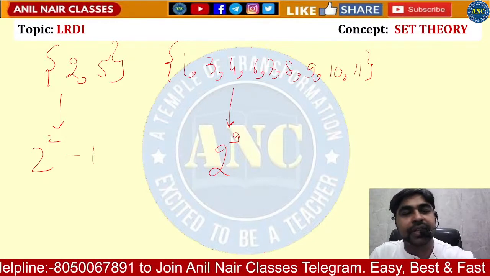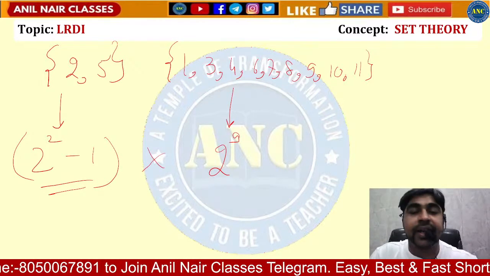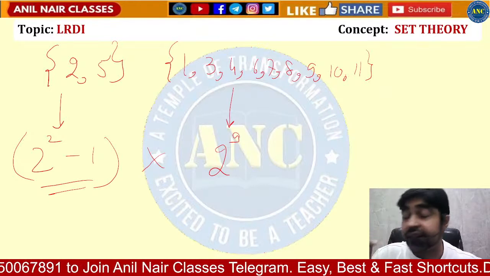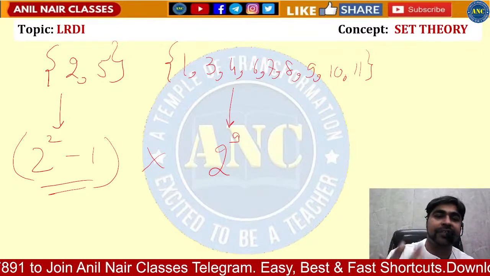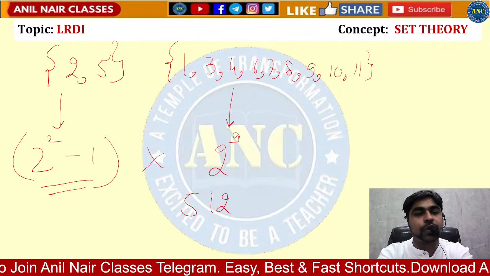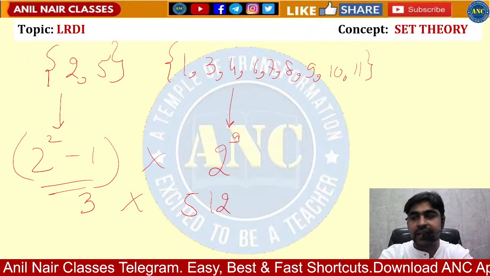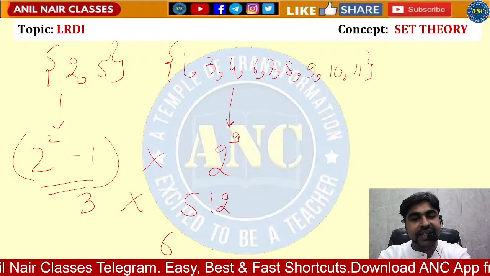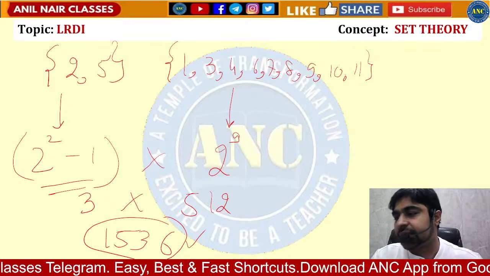So the answer would be 2 to the power of 2 minus 1 multiplied by 2 to the power of 10, 9, sorry. Because 2 to the power of 10 is 1024, so 2 to the power of 9 would be that divided by 2. That would be 512. And this would be 4 minus 1, 3. So 3 into 512 would become my answer. Okay. So 3 into 512 is 1536. So 1536 would become my answer. Any doubts? Please reply in the chat box.